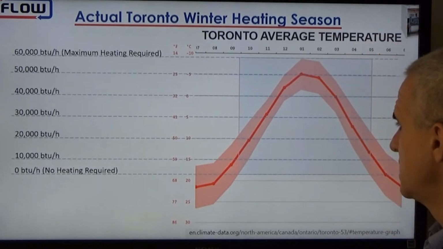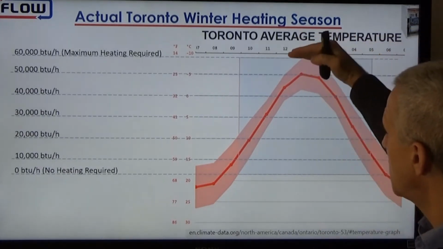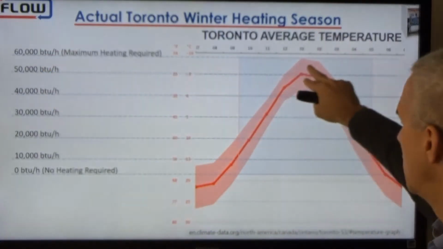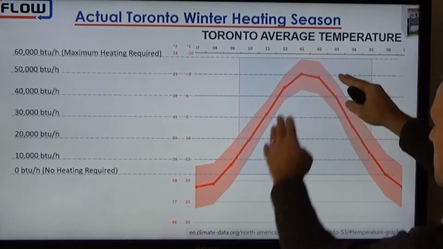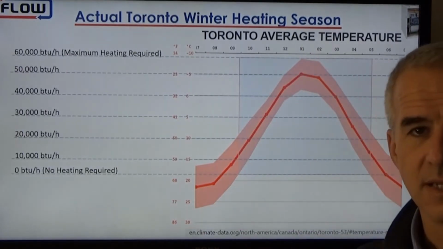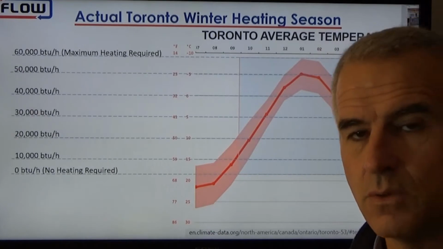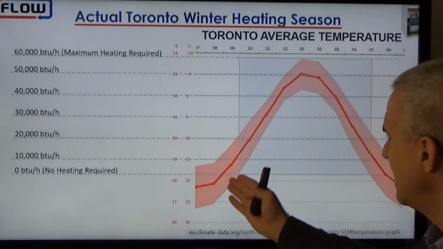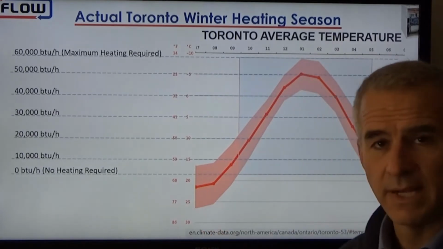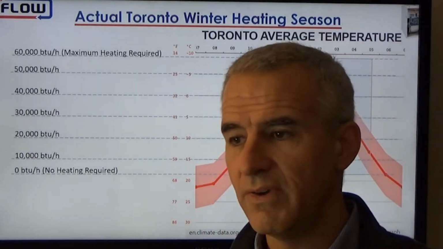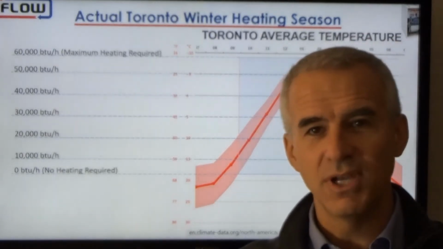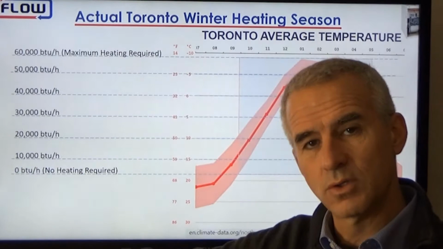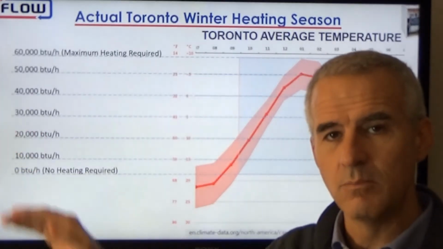The point of this is that the maximum heating load is in the middle of January, but the rest of the season doesn't need anywhere near 60,000 BTUs, and we should have equipment that is able to operate efficiently regardless of where we are. And again, this isn't new. We know that every year coming out of summer, we won't need any heat, but then as we get into September, October, November, we will gradually need more and more.